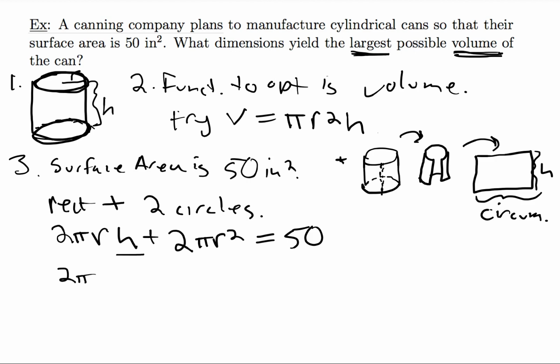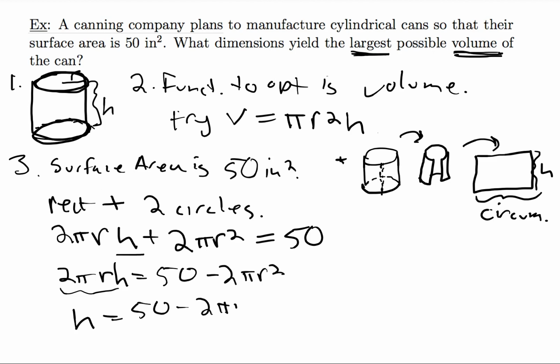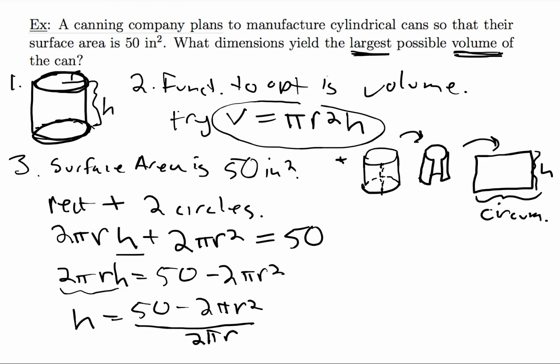If I do that, 2 pi r h is 50 minus 2 pi r squared. Oops, I didn't copy over my h. If I'm solving for h, I can now divide by my 2 pi r. So h should end up being 50 minus 2 pi r squared, divided by 2 pi r. Now, again, the whole point is trying to optimize my volume by rewriting it as a single variable function using h.